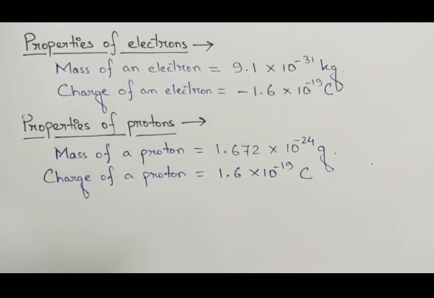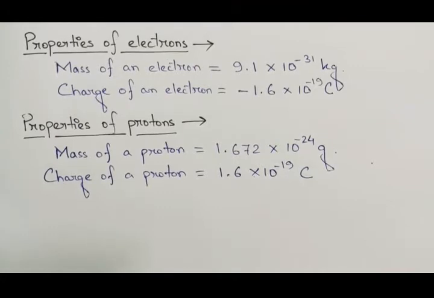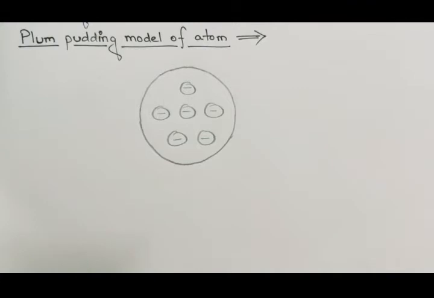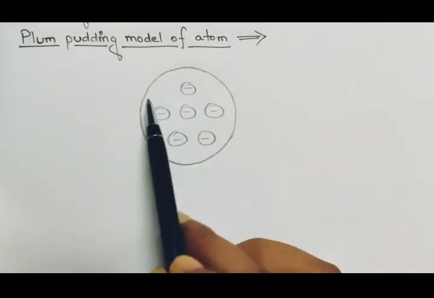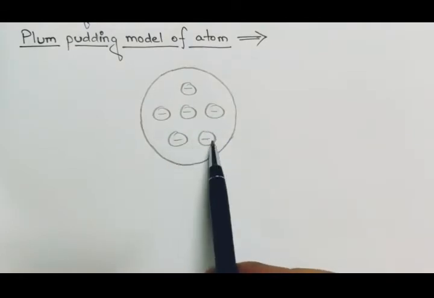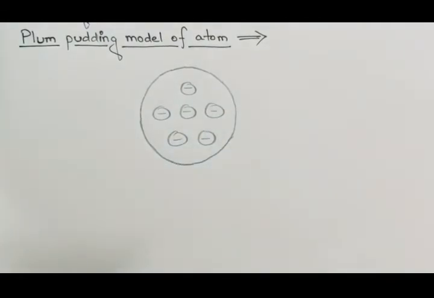So according to this plum pudding model, he gave the shape of the atom. Let me show you. Thomson considered the shape of the atom to be a sphere of uniformly positively charged particles. That means throughout the space inside the sphere, it consists of positively charged particles, and electrons are embedded into the sphere. Clear? So this is the plum pudding model according to J.J. Thomson.